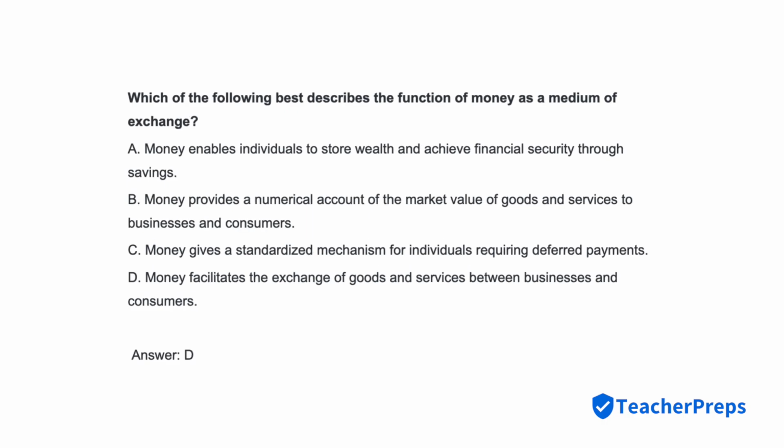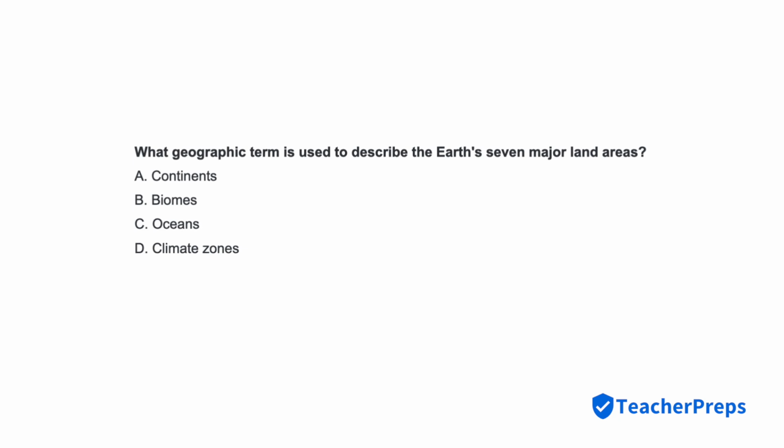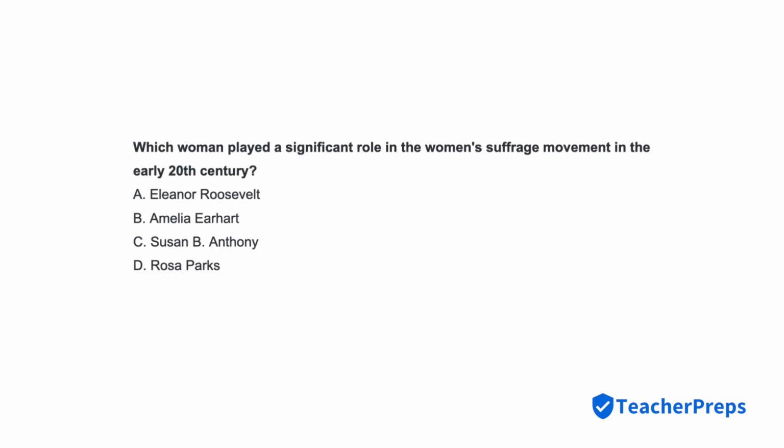Correct response, letter D. Money facilitates the exchange of goods and services between businesses and consumers. What geographic term is used to describe the Earth's 7 major land areas? Correct response, letter A. Continents. Which woman played a significant role in the woman's suffrage movement in the early 20th century?